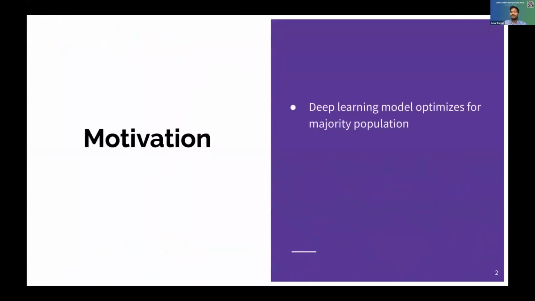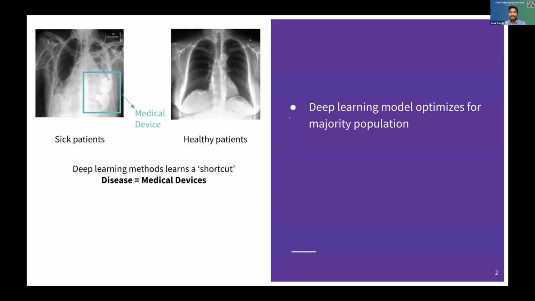So the motivation behind this work is that deep learning models, although they have proven to be very useful in medical imaging and have been able to tackle a lot of problems, are still prone to optimizing for the majority population. What that means is, consider a scenario where you have sick patients who contain a medical device and you have healthy patients who do not contain a medical device.